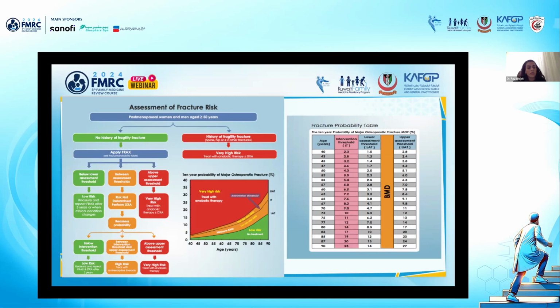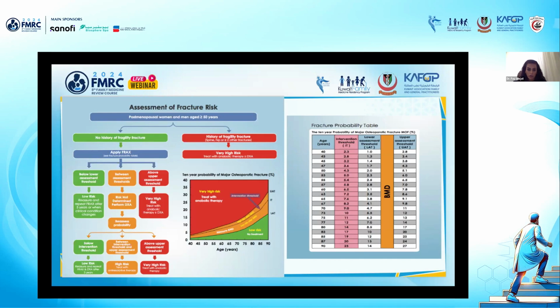But before moving on to this, I just want to explain the thresholds. As you can see in the diagram in the middle, there are 3 thresholds. What is a threshold? It is the level at which treatment should be considered. For example, we have a lower assessment threshold, interventional threshold, and upper assessment threshold.